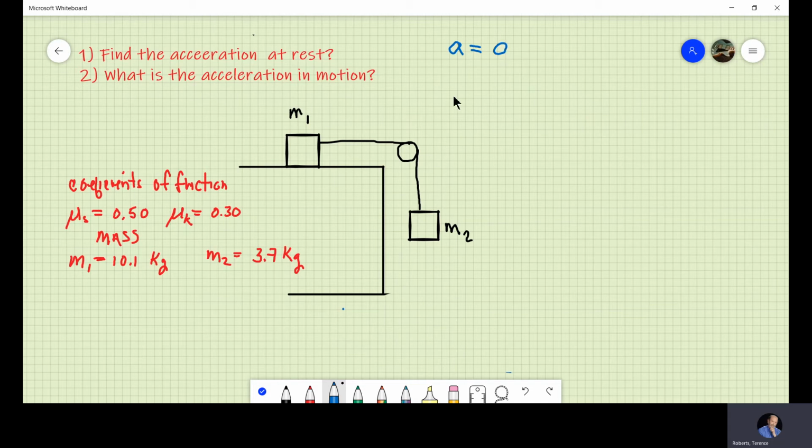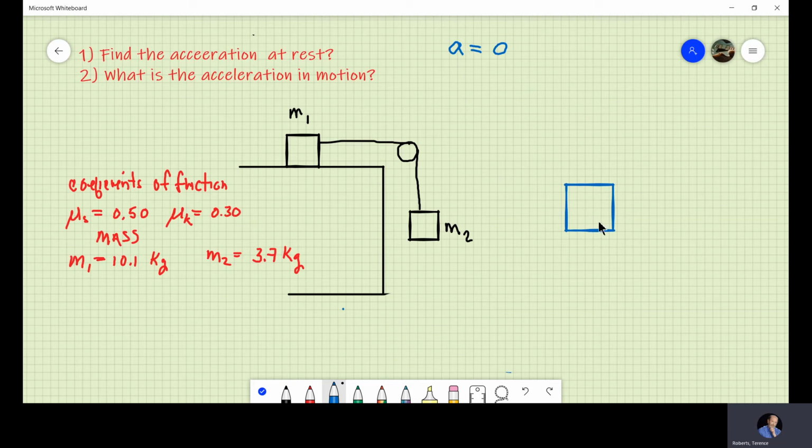Okay, what about number 2? Number 2 is a little different. To figure this out, you have to look at each one of these masses and put in a free body diagram. Now you can just do one, as long as you understand what's happening to the other one. In this case, I'm going to do a free body diagram for M2. So let's take a look at M2, and let's figure out what's going on with M2.